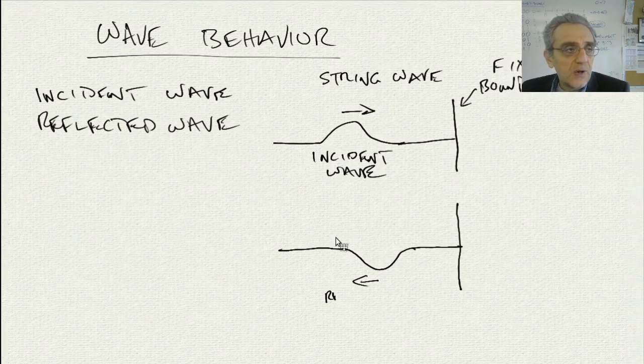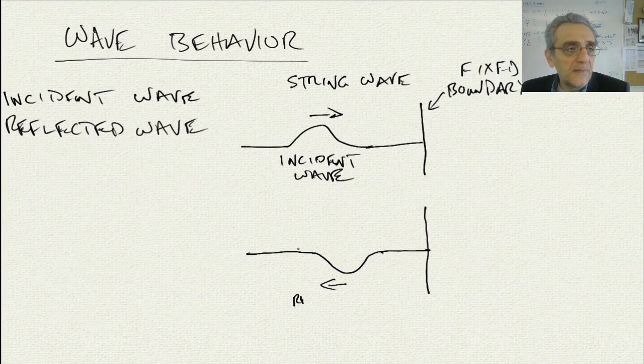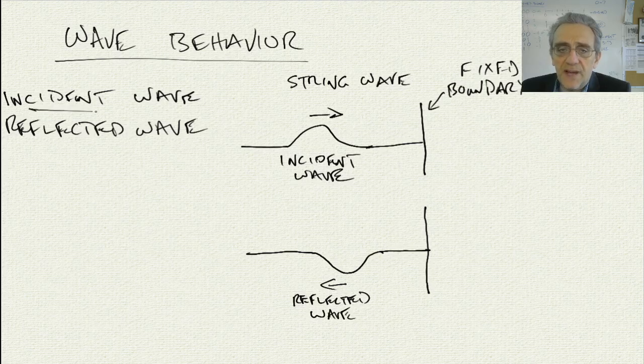Okay, let's actually move this over a little bit so you can see underneath my image. There we go. There's the reflected wave. So now you should have a concept of what incident and reflected, what their meaning is. But more importantly, I want you to understand that for a fixed boundary, the reflected wave is going to be inverted. So let's write that down.